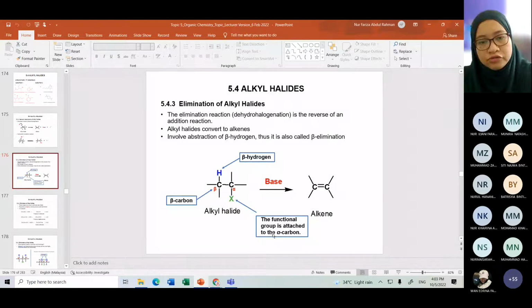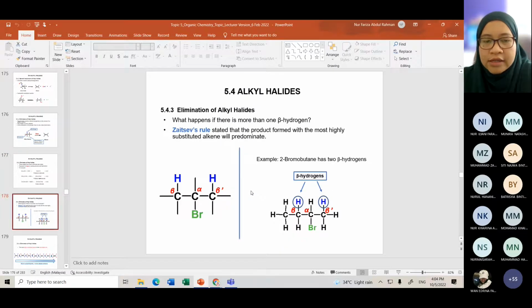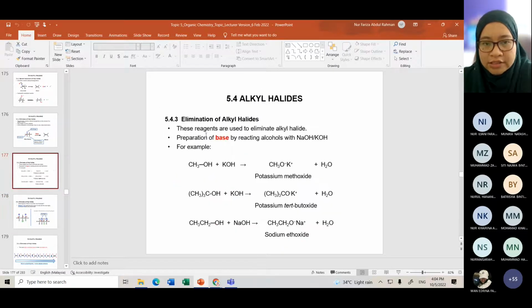You have been introduced to alpha and beta carbon. The alpha carbon is the carbon that bears the halogen, the carbon directly attached to the halogen, whereas the beta carbon is the carbon adjacent to the alpha carbon, located exactly next to it. So we start with elimination.